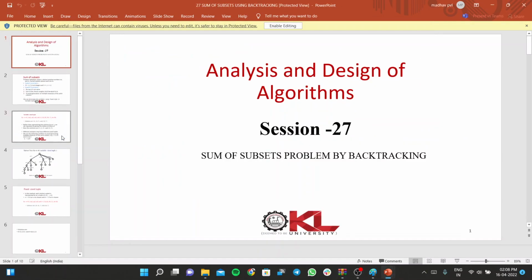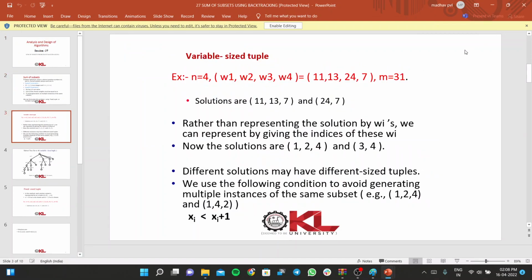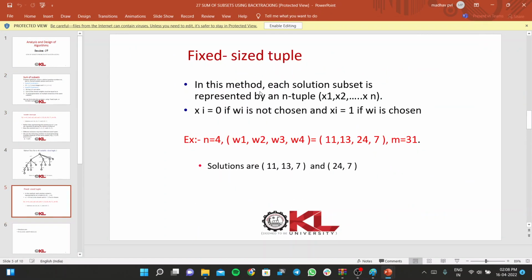So the next one is sum of subsets. Sum of subsets is nothing but we will consider this example.